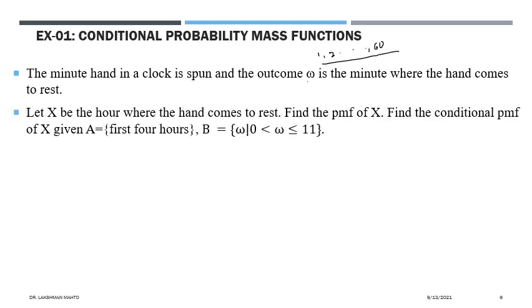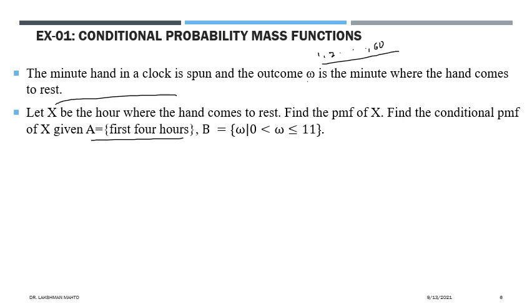Now here we introduce a random variable. Let x be the hour where the hand comes to rest. So this is the random variable we are introducing here. The question is that we first have to find the probability mass function of x. Next, we have to find the conditional probability mass function of x given two scenarios. The first scenario talks about the first 4 hours. That means the first 4 hours: 1 hour, 2 hour, 3 hour. Okay, first 4 hours.